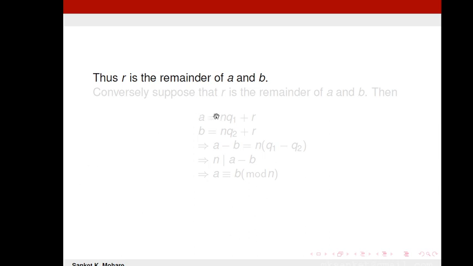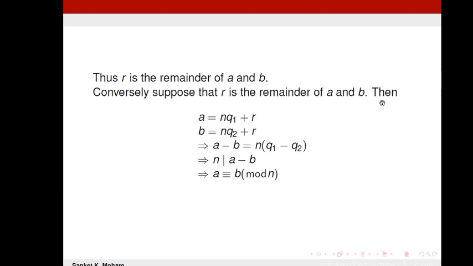Now conversely, suppose that r is the remainder of a and b. Then again by the division algorithm, a is equal to nq1 plus r and b is equal to nq2 plus r, where q1 and q2 are unique integers and r is the remainder. Now subtracting this equation from this one, this implies a minus b is equal to, taking n common out, n times (q1 minus q2) plus (r minus r), which is 0. So we obtained a minus b is equal to n times (q1 minus q2).